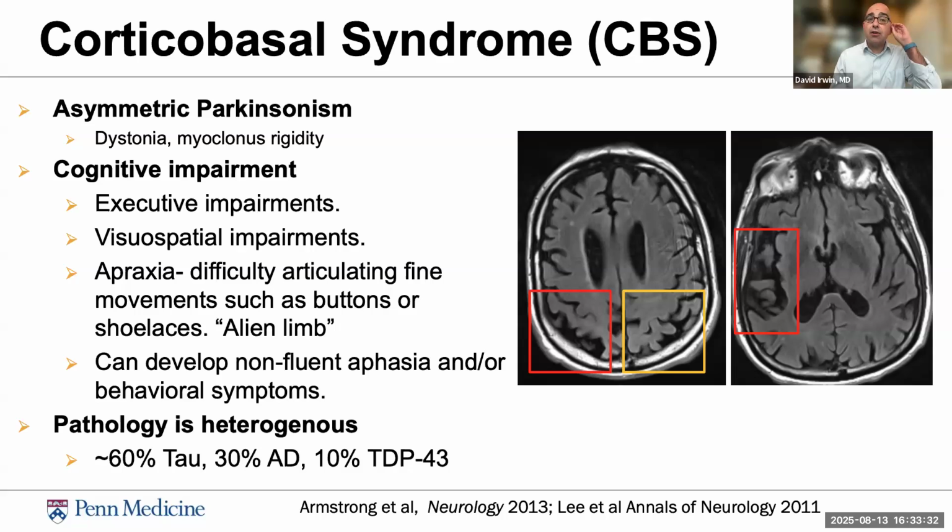And the pathology is heterogeneous. About 60% of patients have a form of tau. Up to 30% can have an atypical form of Alzheimer's disease, plaques and tangles, that for reasons that are unclear present in a more focal and asymmetric manner. And a minority of patients can have TDP-43 as the cause of the syndrome. So this syndrome in particular can be caused by many different FTD and AD pathologies.